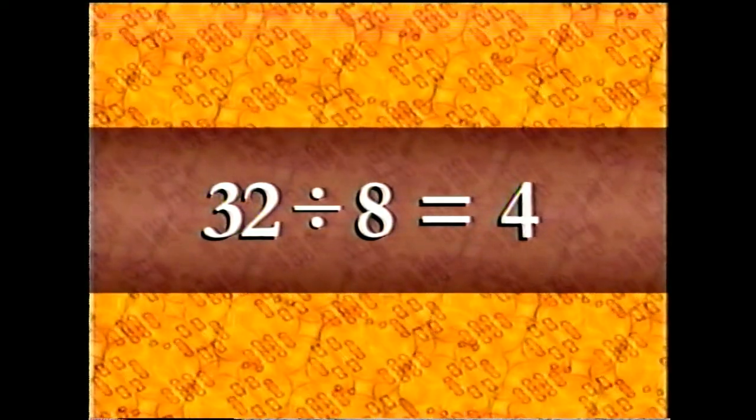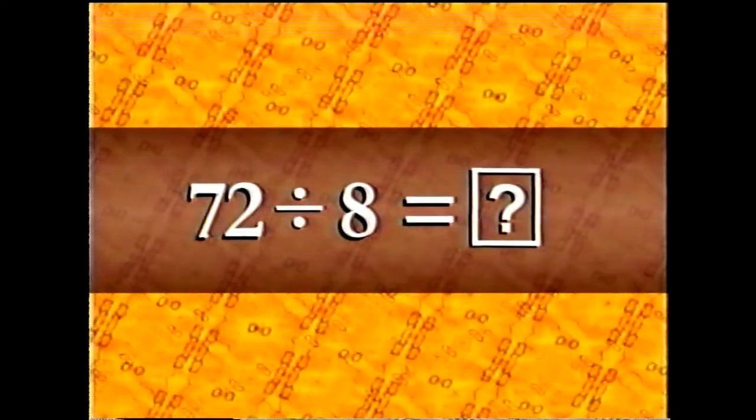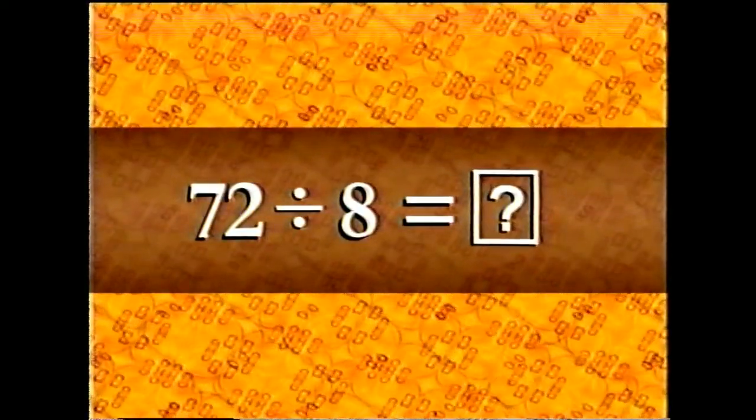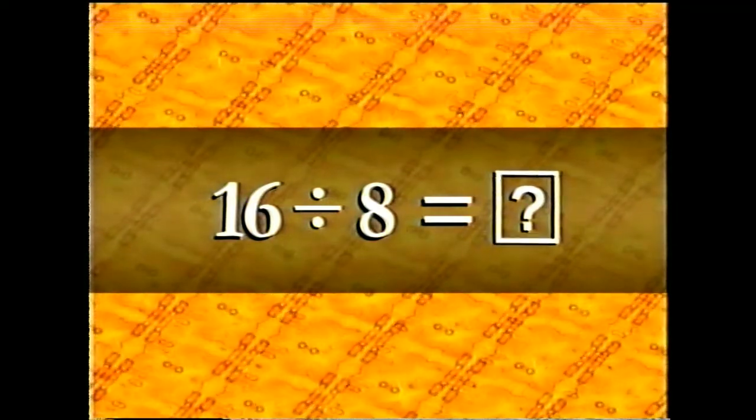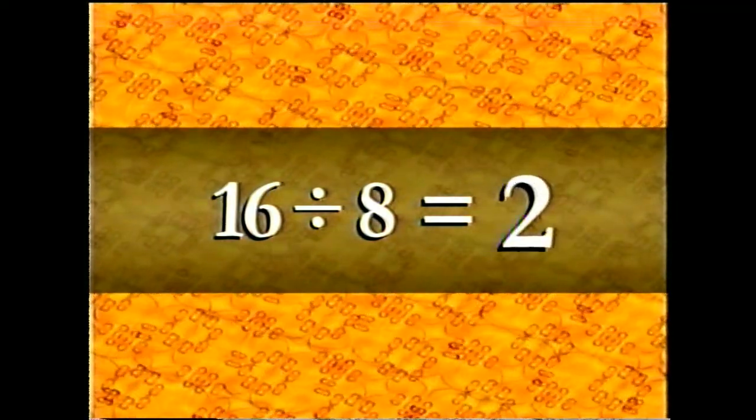48 divided by 8 is 6. 32 divided by 8 is 4. 72 divided by 8 is 9. 16 divided by 8 is 2. 56 divided by 8 is 7.